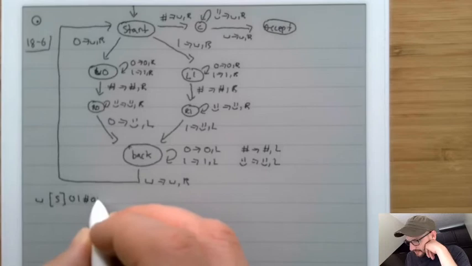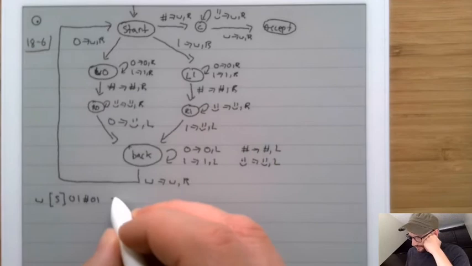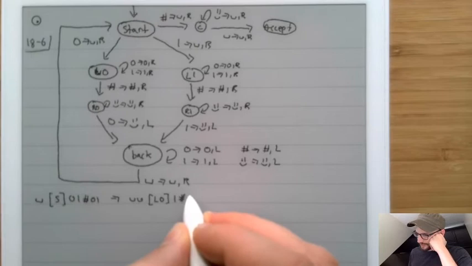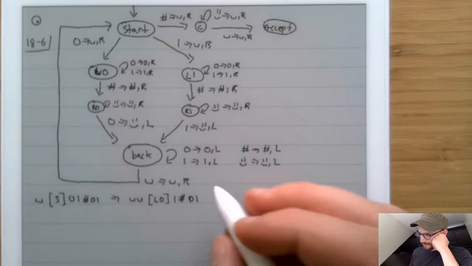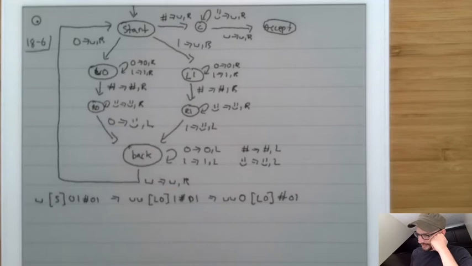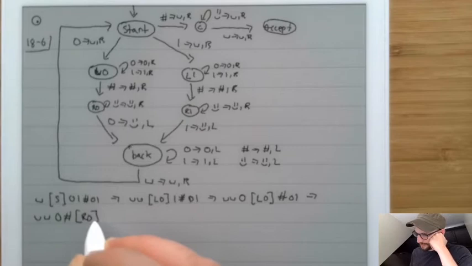So what happens? Well, we're in S, so we're going to go to the left 0 state, and we're going to replace that 0 with a blank. So we're going to have blank, blank, and then we're in the left 0 state with 1, hash, 0, 1 in front of us. Now in the left 0 state, if we see a 0, we skip over it. So we're going to have blank, blank, 0, and we're still in the left 0 state with a hash and a 0, 1. Then we see a hash, and that gets us to the right 0 state. So we go to blank, blank, 0, hash, right 0, 0, 1.